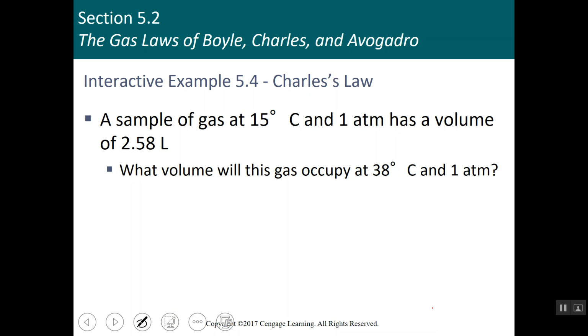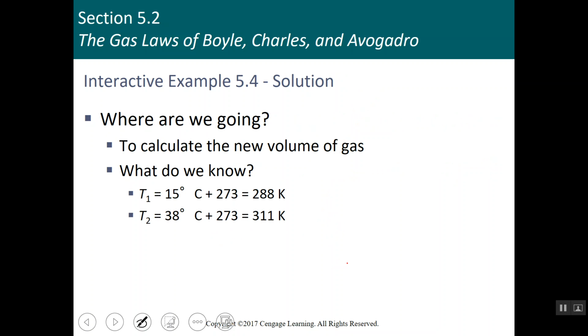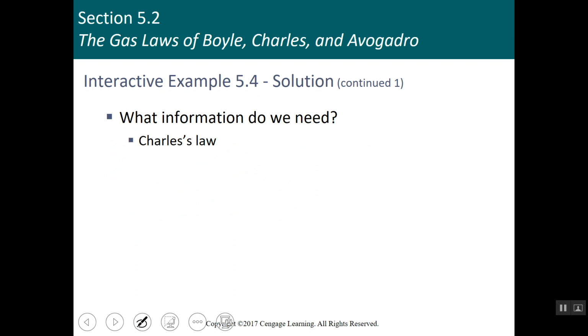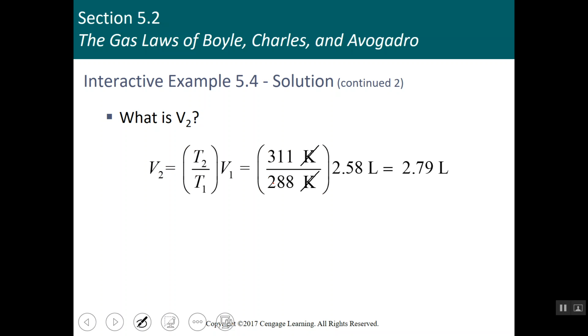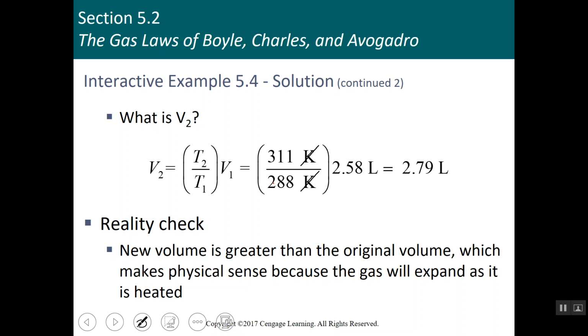A sample of gas at 15 degrees Celsius and 1 atmosphere has a volume of 2.58 liters. Notice the pressure doesn't change, so we don't have to worry about that. So we are going to use Charles's law. But the first thing we have to do is change these Celsius temperatures into Kelvin temperatures. And then we can plug them in. And we come up with 2.79 liters. It's greater than the original volume, which is good because the temperature increased, and so we would expect the volume to increase as well.